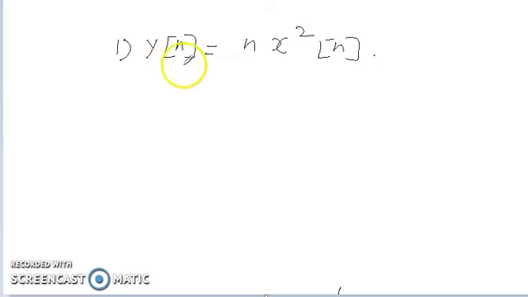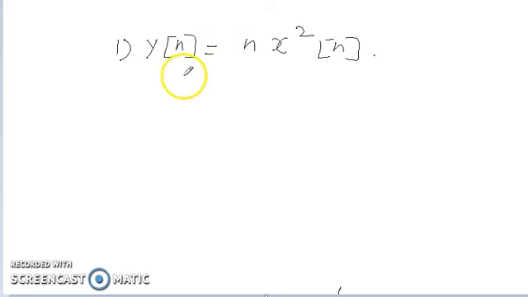Hello students, now we are going to discuss how we can determine the causality condition when it is given in the form of y and x. So start with the example y[n] equal to n x square[n]. So this is our first example. Now how can we check whether the system is causal or not?